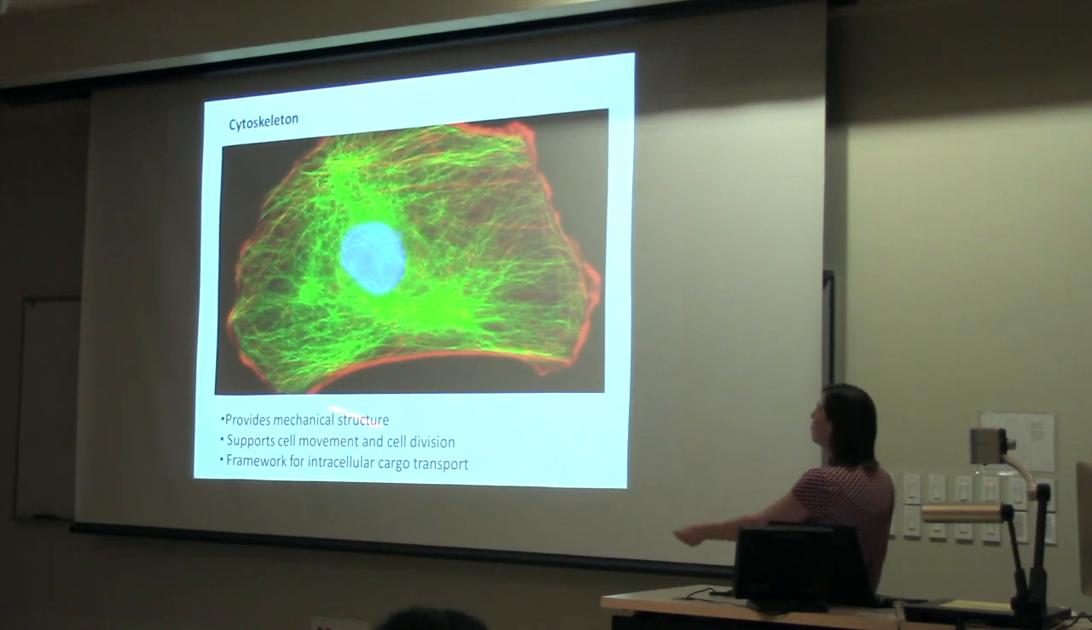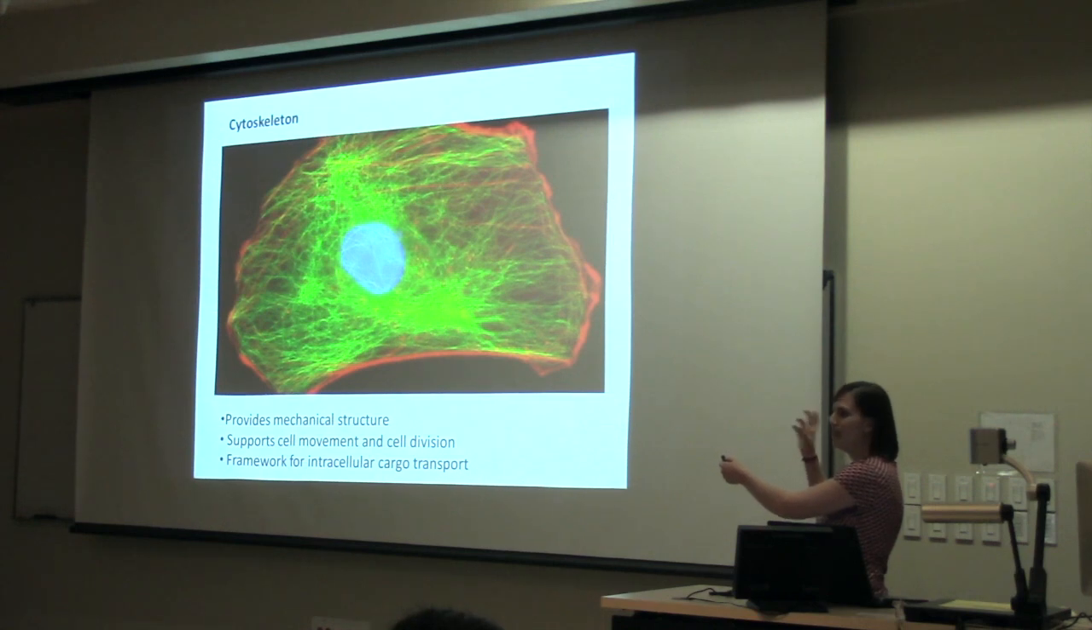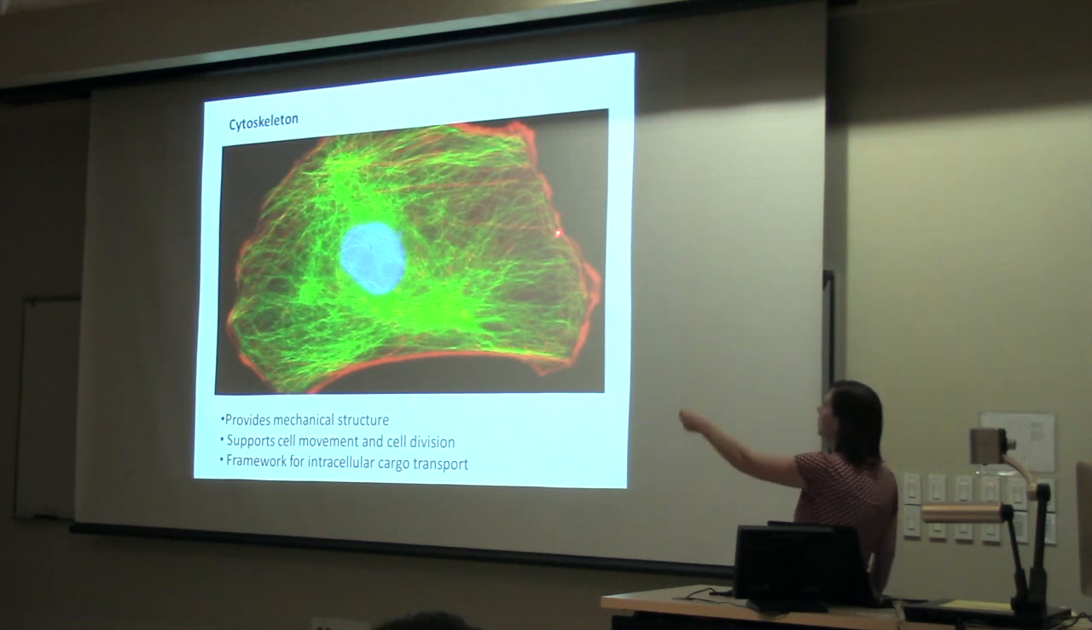Another really important role for the cytoskeleton is that this interconnecting system of polymers also happens to provide a system of roads. For material to be transported inside of the cell, we have a whole bunch of little tracks that things can be transported along.